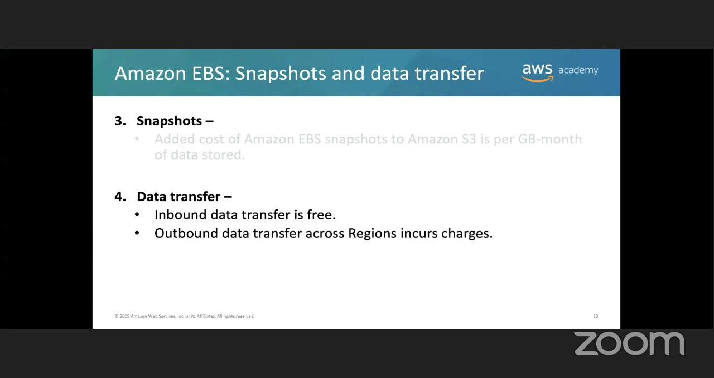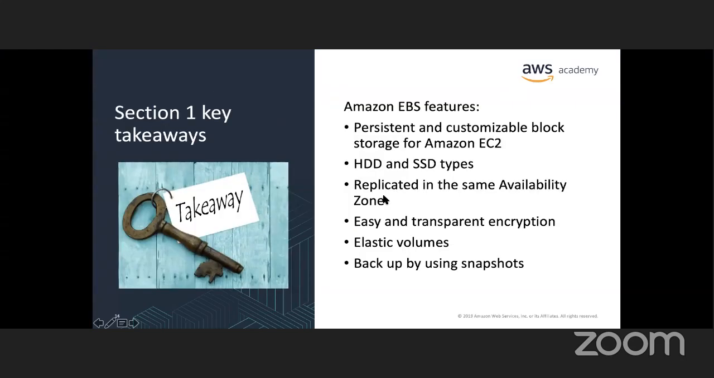All right, so data transfer. You are not charged for inbound data transfer, but you're charged for outbound data transfer across regions. Good, that's not new. Let's continue. Key takeaways: Amazon EBS volumes persist, and they're customizable block storage for Amazon EC2 instances. HDD and SSD types, we saw that: general purpose, provisioned IOPS, throughput optimized and cold. Replicated in the same availability zone, easy and transparent encryption, elastic volumes, and backup by using snapshots.